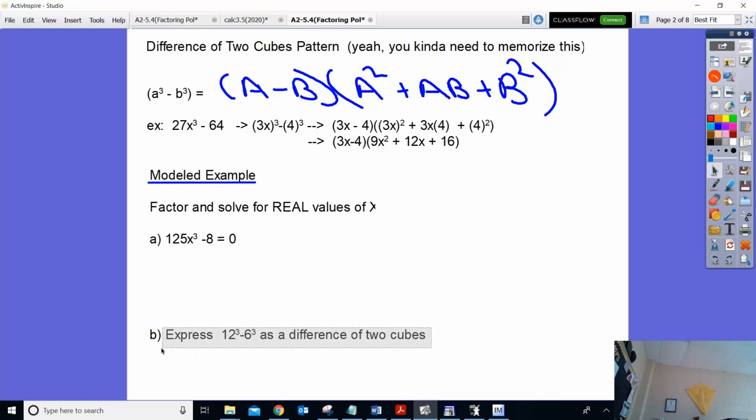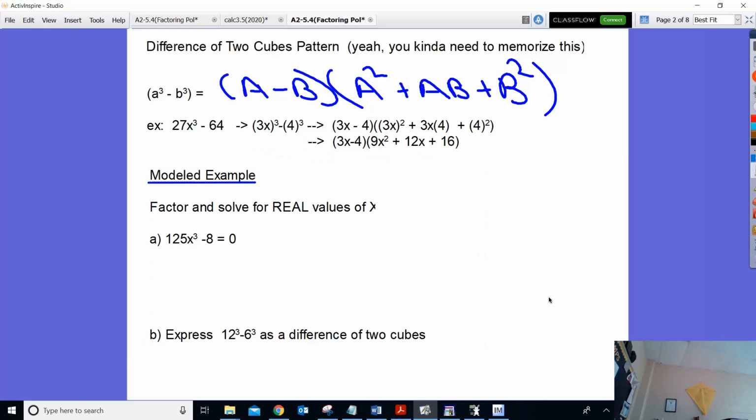Throw that little piece right there. Nope. We're going to factor and solve for the real values of x. 125x cubed minus 8. It says factor. Do it by factoring.